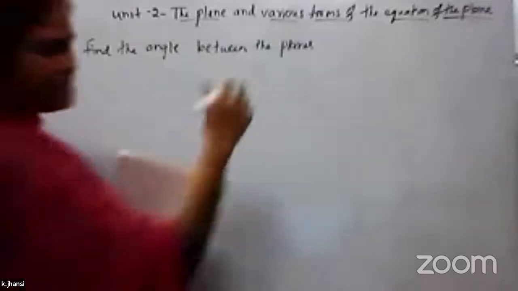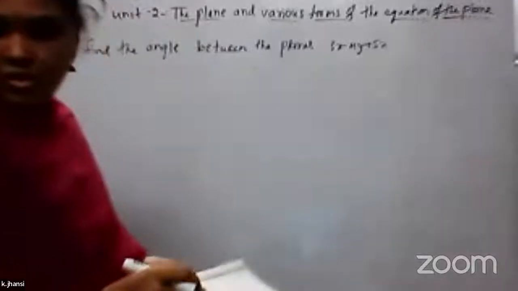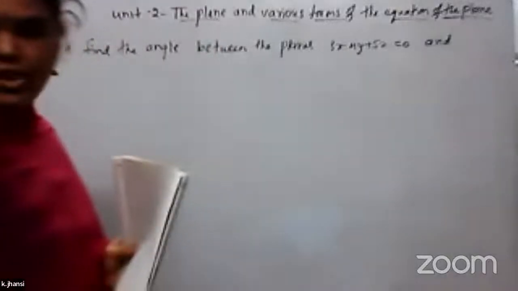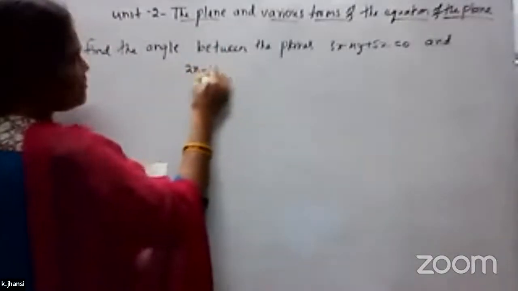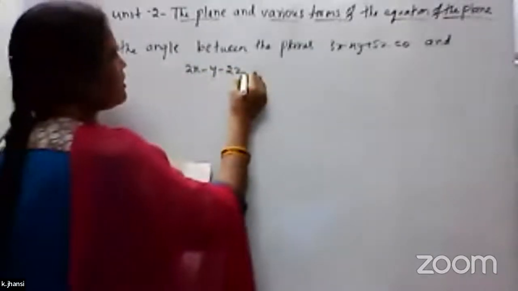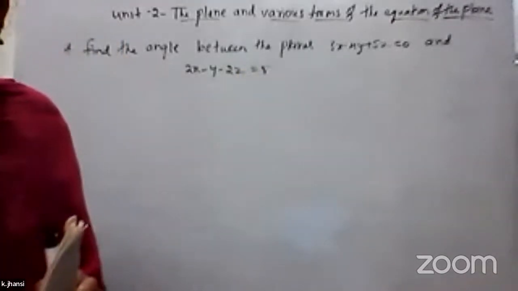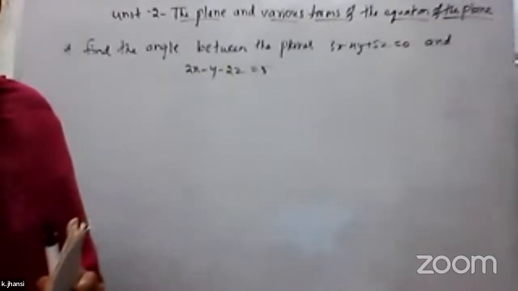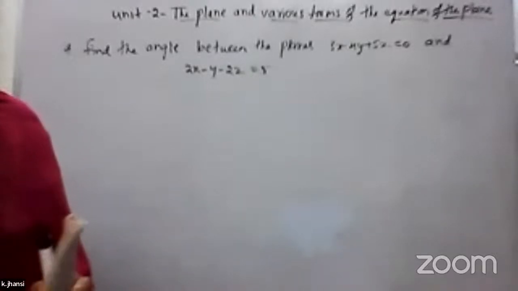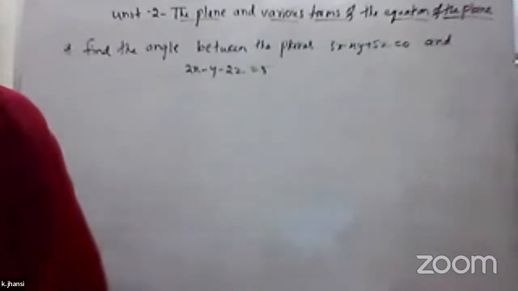Find the angle between the planes 3x minus 4y plus 5z equals 0 and 2x minus y minus 2z equals 5. Okay, so here you compare what the a1, b1, c1 values are and also what the a2, b2 and c2 values are. Then if you substitute them in the formula, you will get the angle between them.